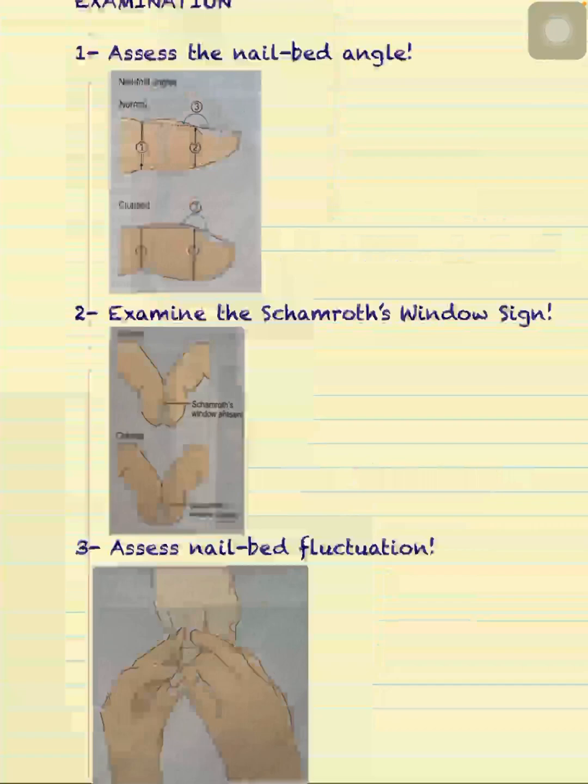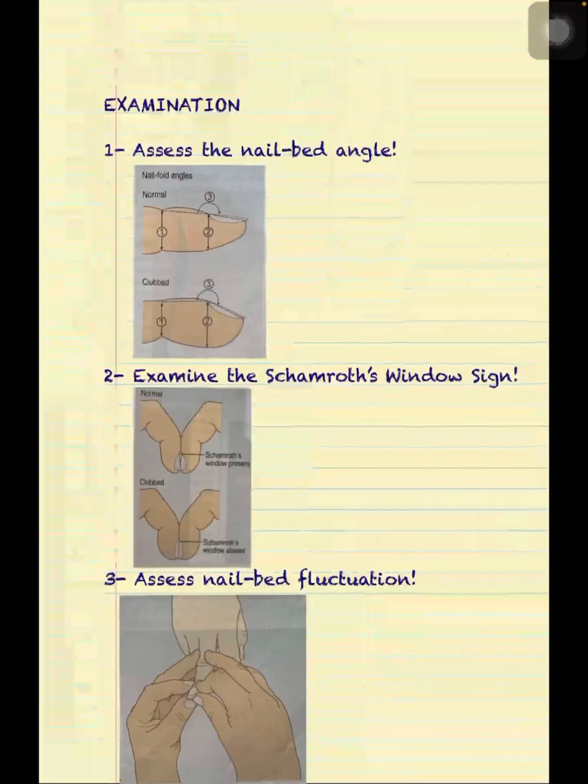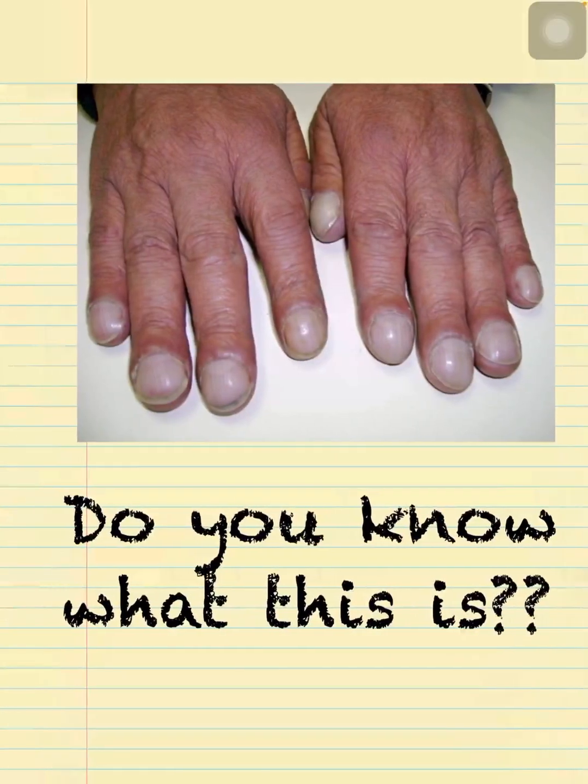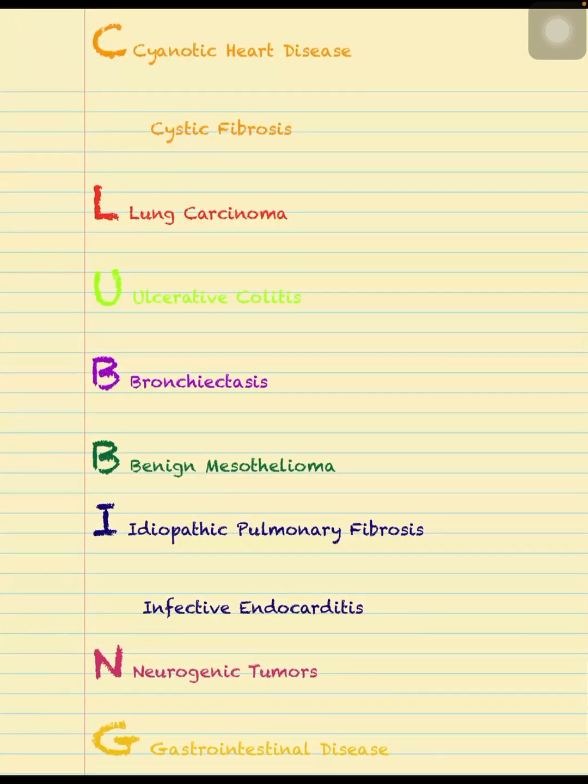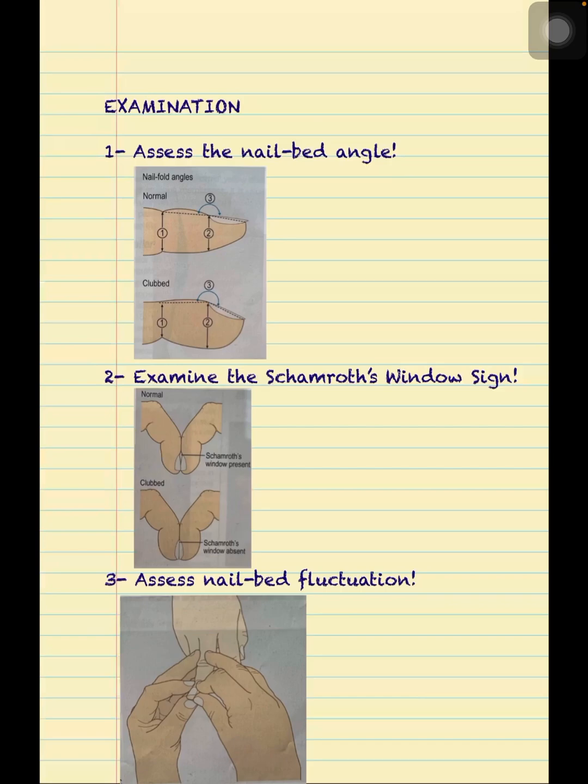So I hope by the end of this video, you know what is clubbing. You know that it's symmetrical. It's a painless soft tissue swelling of the terminal phalanges. We have memorized the causes by using the mnemonic clubbing. And we have known the three most popular tests for clubbing: number one, the nail bed angle, number two, the Shamroth's window, and number three, nail bed fluctuation.